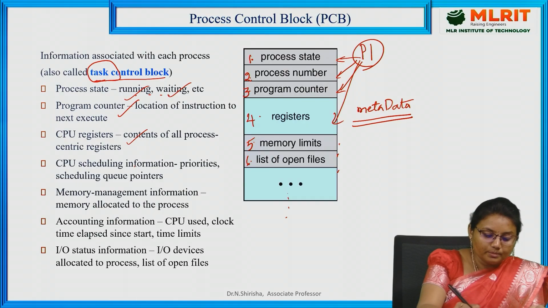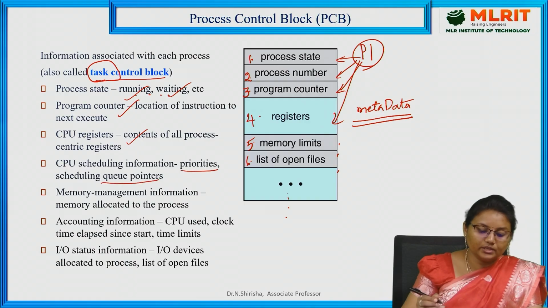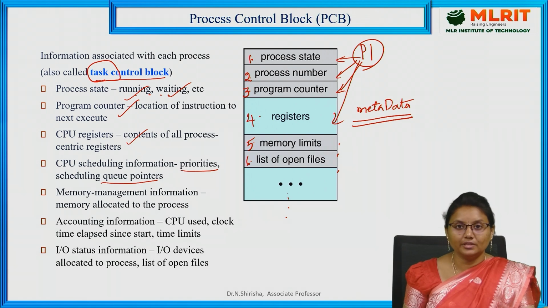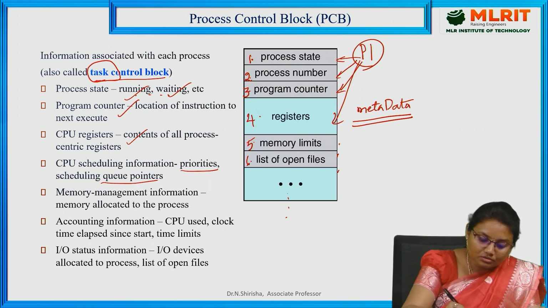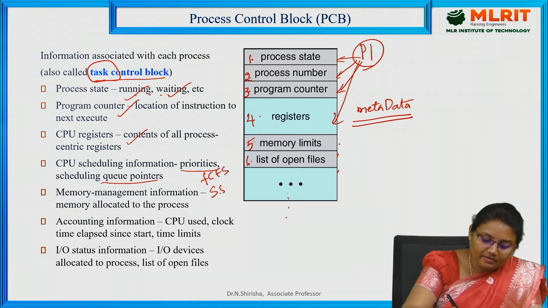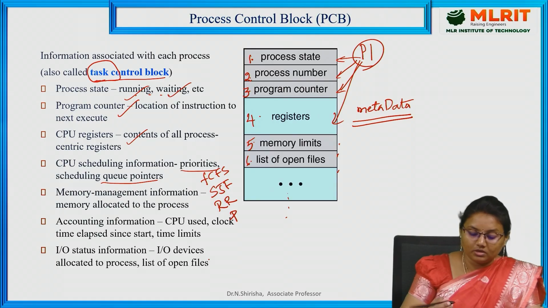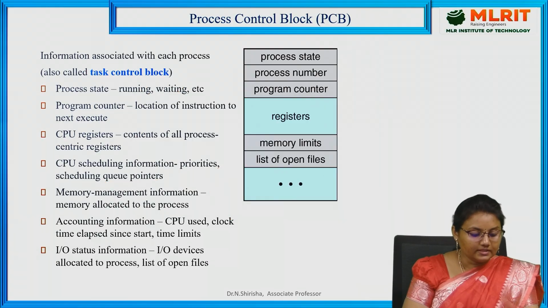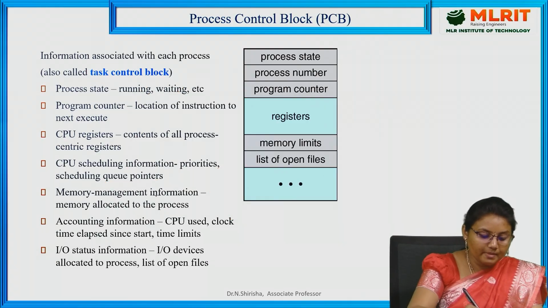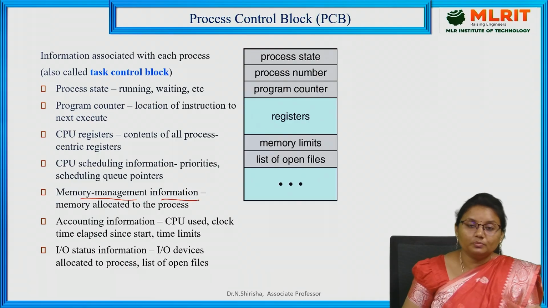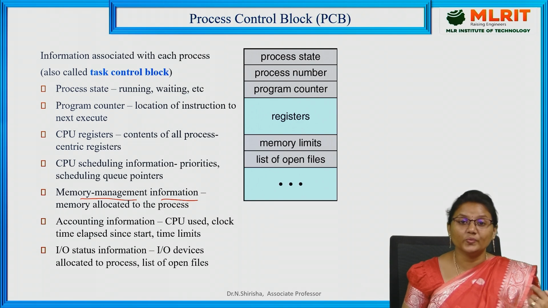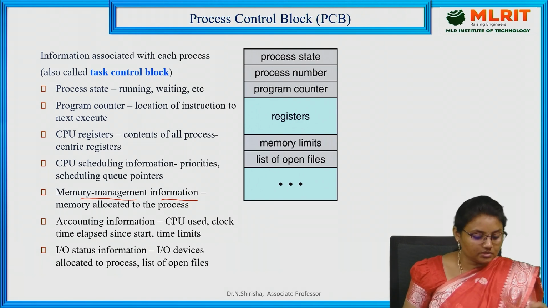CPU scheduling information: priorities, scheduling queue pointers. So what does CPU scheduling information mean? You have several scheduling algorithms, not only priorities, you also have FCFS, SJF, round robin, priority, multi-level feedback queue, etc. These scheduling algorithms we'll be discussing in the coming sessions. Then after all four, we have memory management information. Memory management we'll be discussing in the third unit, where memory can be allocated and in what way it can be allocated. There are different types. So that is memory management.